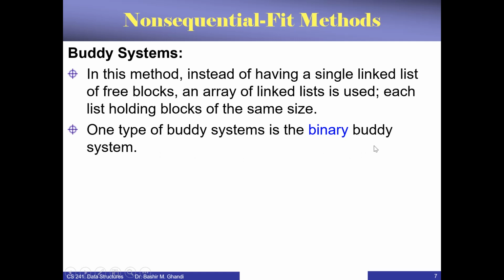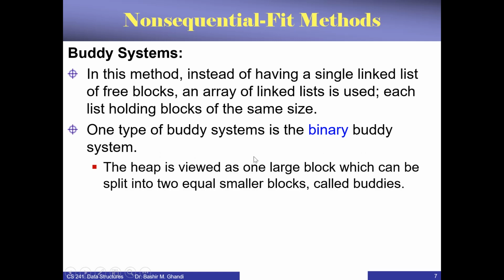In particular, one type of buddy system is called the binary buddy system. In the binary buddy system, the heap is viewed as one large block which can be split into 2 equal smaller blocks. So that is where the binary comes from. The blocks are being divided into 2 and then into 2 again and then into 2 again. So the division is always into 2. And when you divide a block into 2, the 2 parts are called buddies.